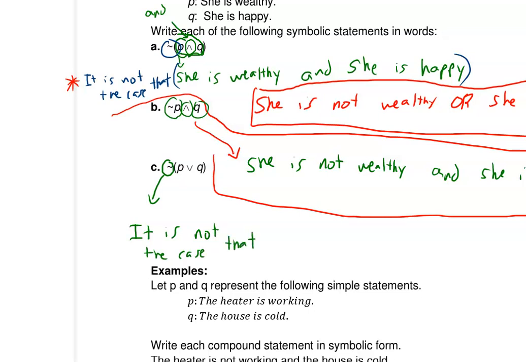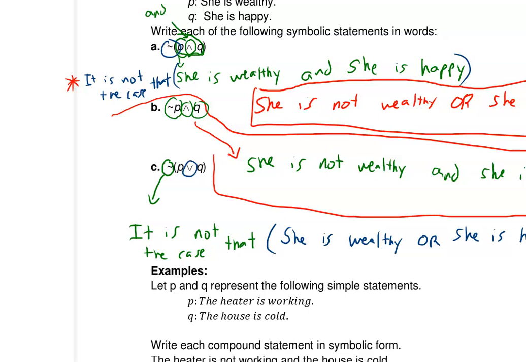And then we'll put the compound statement after that. And again, that kind of all goes together. I put parentheses here. I'm trying to think of a better way we could have done that. I'll just do the same thing here, I guess. It is not the case that P, which is she is wealthy, and this one is an or, right? That's the flipped upside down version. It's the upside down version of the and one. So this is the or. So or she is happy. Okay.